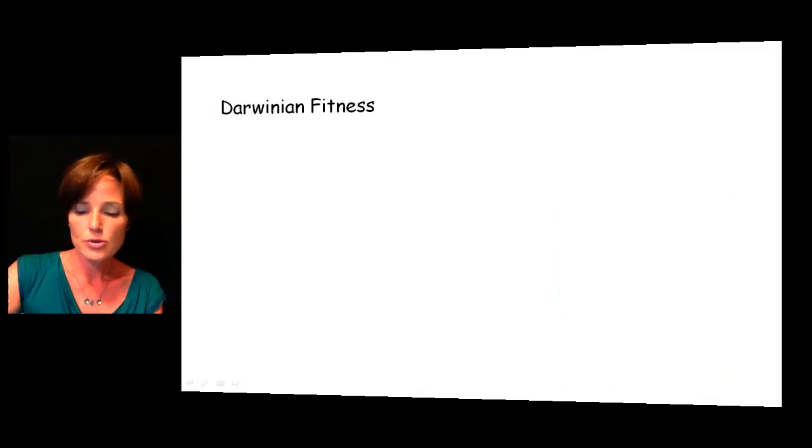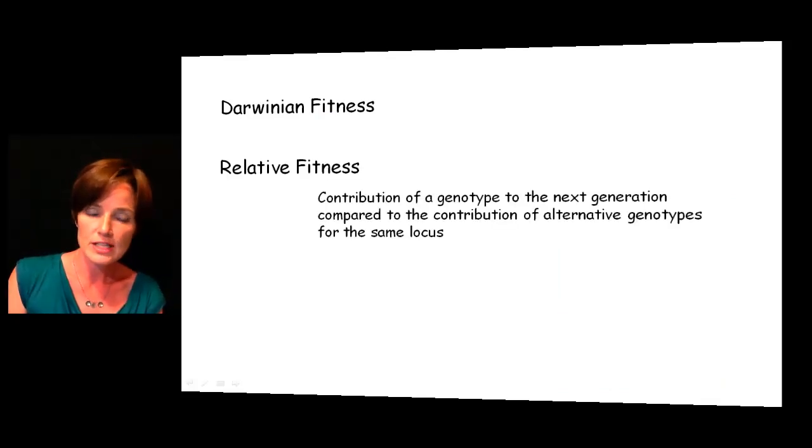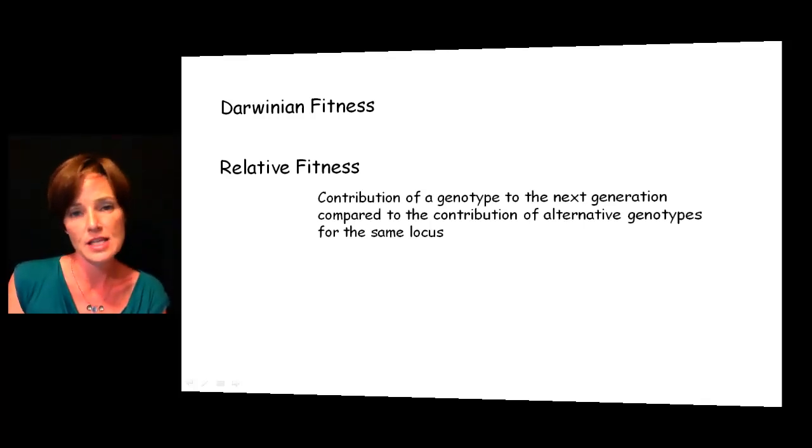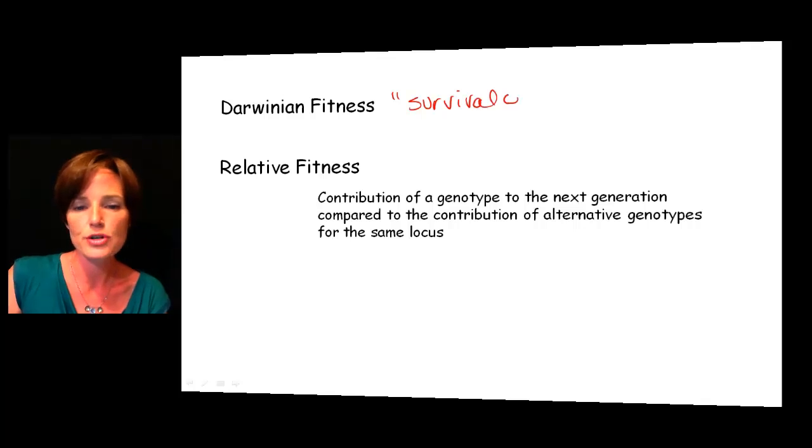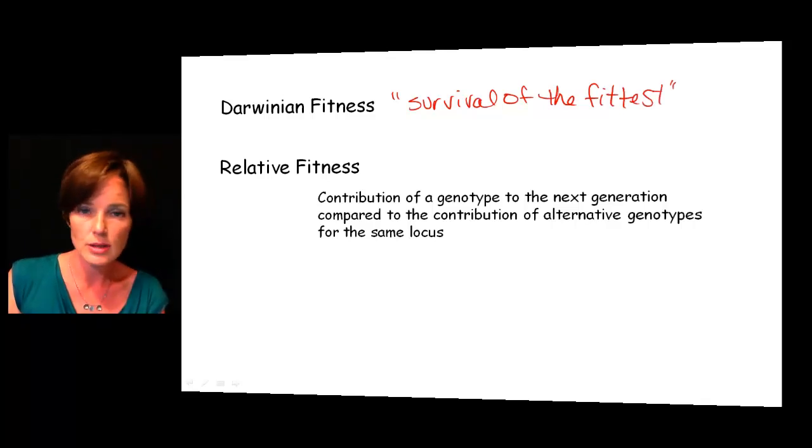If we talk about two very similar terms, we have Darwinian fitness and we have relative fitness. Darwinian fitness is the fitness that Darwin discussed in his book, Origin of the Species. Darwinian fitness is basically survival of the fittest, and I'm sure you've heard that term before. The most fit individuals, the best individuals, they will survive into the next generation. Well, now we look at it a little bit different and we discuss this as relative fitness.